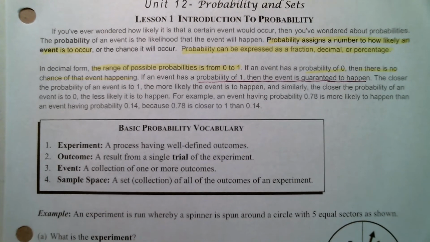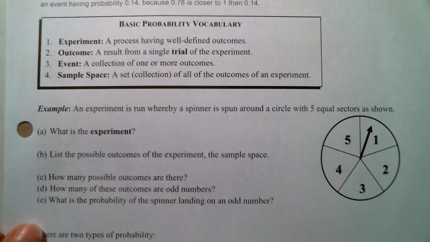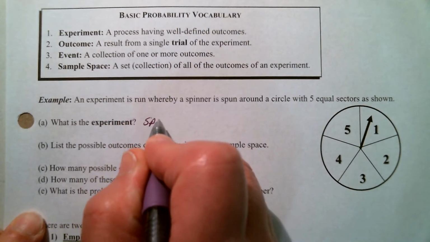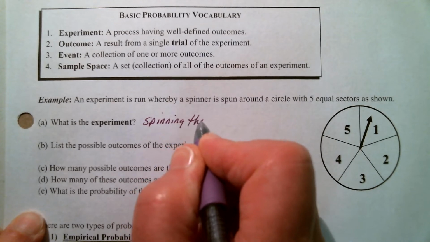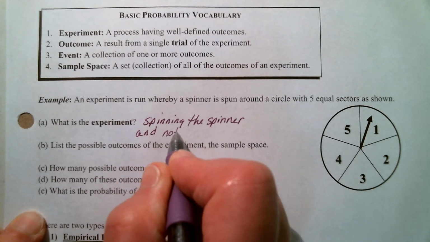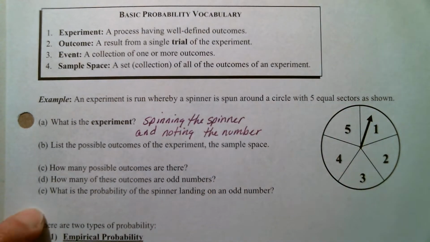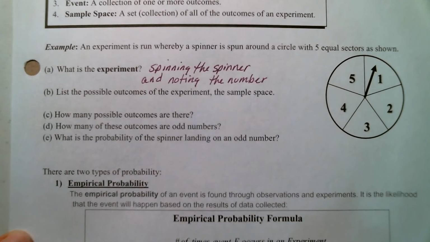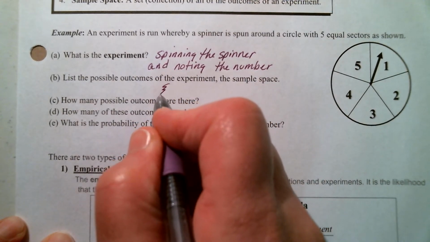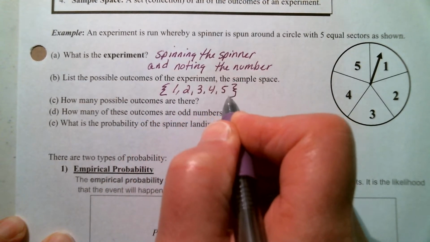Our first example, we have an experiment is run whereby a spinner is spun around the circle with 5 equal sectors as shown. What is the experiment? Well, it's the process of spinning the spinner and noting the number that it lands on. List the possible outcomes of the experiment. Well, there are 5 possible outcomes, and we'll list it as a sample space, so it's a set. 1, 2, 3, 4, 5. Those are the possible outcomes.